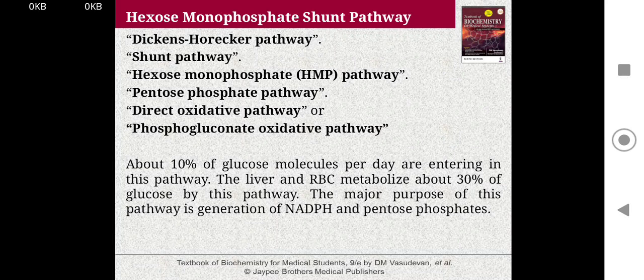The HMP pathway, hexose monophosphate shunt pathway, is also known as the Dickens-Horecker pathway, shunt pathway, hexose monophosphate pathway, pentose phosphate pathway, direct oxidative pathway, as well as phosphogluconate oxidative pathway. About 10% of glucose molecules per day enter this pathway. The liver and RBC metabolize about 30% of glucose by this pathway. The major purpose of this pathway is to generate NADPH and the pentose phosphates.